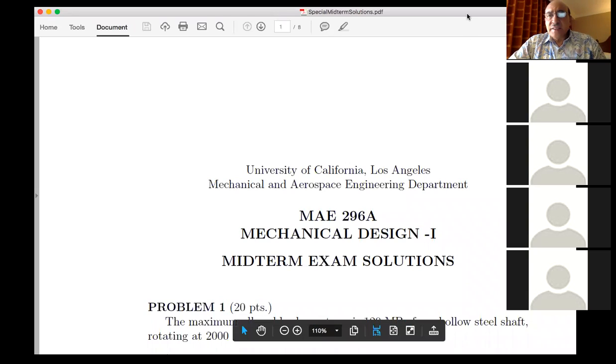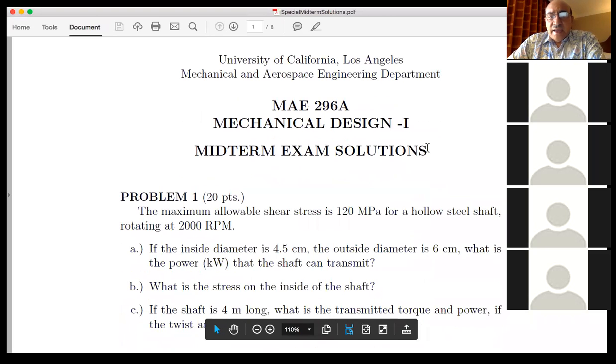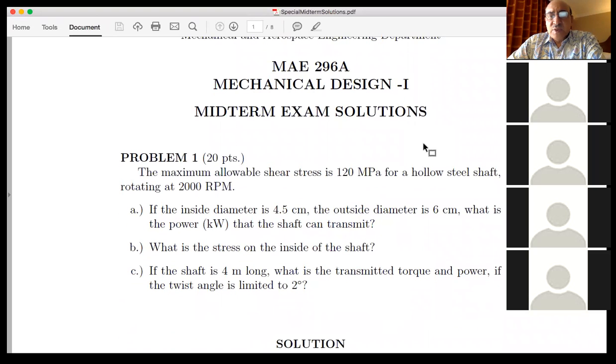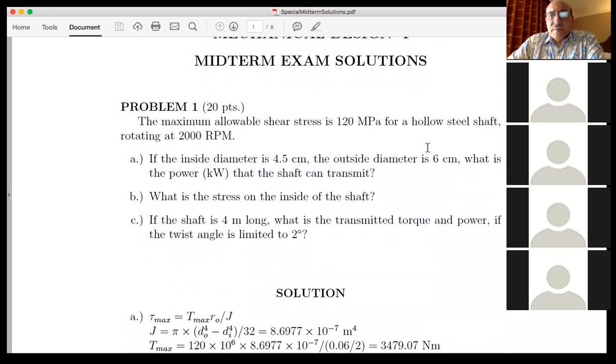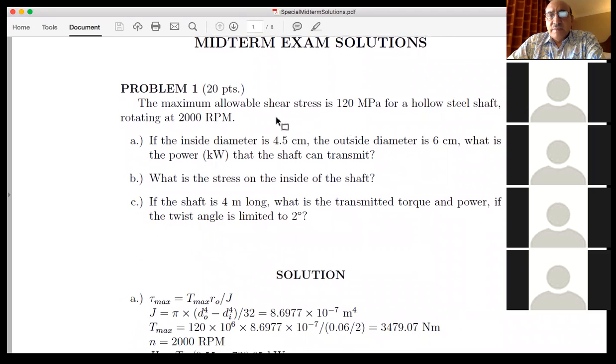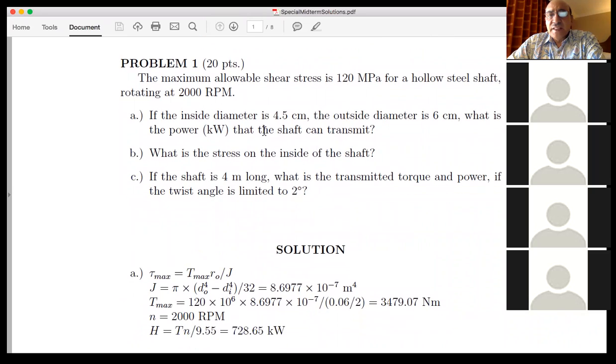So this is a special midterm exam that we had, and the midterm exam had 5 problems. In problem 1, we are given that the maximum allowable shear stress is 120, and we have a hollow steel shaft rotating at 2000 RPM. We're given that the inside diameter is 4.5 and the outside diameter is 6, and we wanted to know what is the power in kilowatts the shaft can transmit.